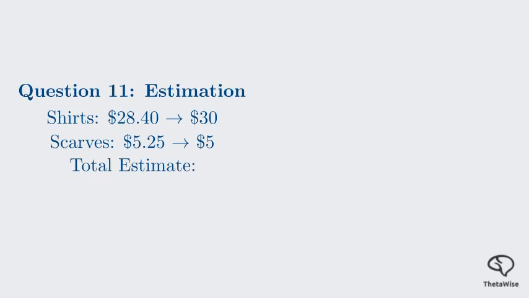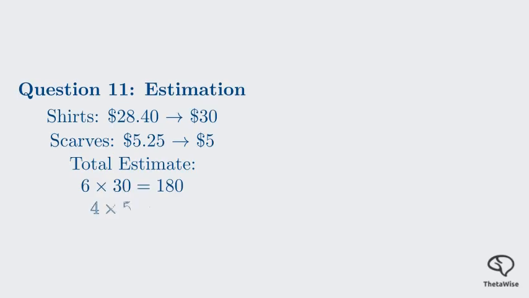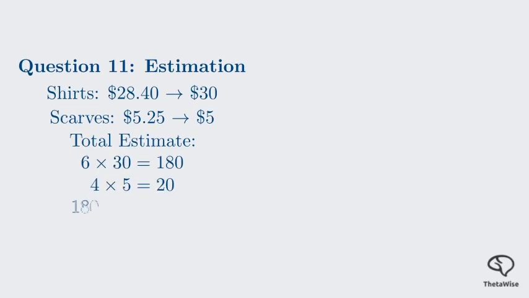Now we calculate the estimated total for 6 shirts and 4 scarves. 6 times 30 equals 180. 4 times 5 equals 20. 180 plus 20 equals 200. The estimated cost is $200.